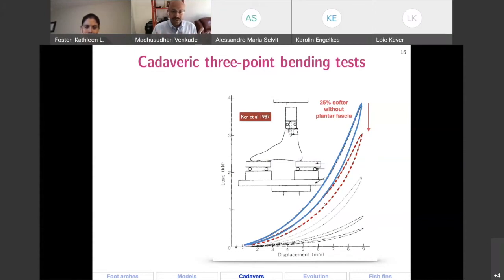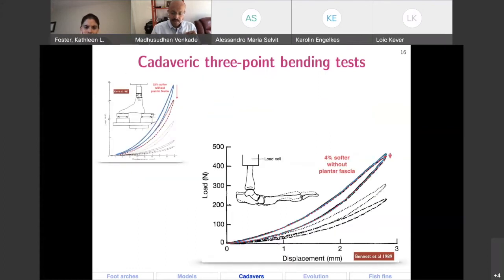Those feet are preserved at -80 very promptly, so they are called fresh frozen cadavers. We thaw them and conduct these experiments using a material tester. So to remind you, the effect of cutting the plantar fascia was a 25% or so decrease in the energy stored associated with this load displacement curve. By comparison, those monkeys, approximately 0%. That's the reason we think that the plantar fascia is so important in human feet.